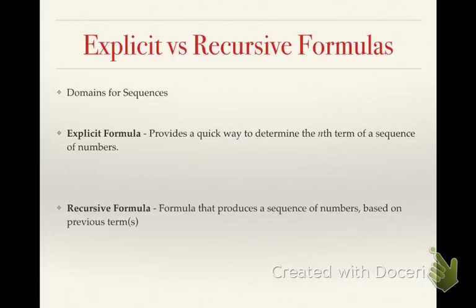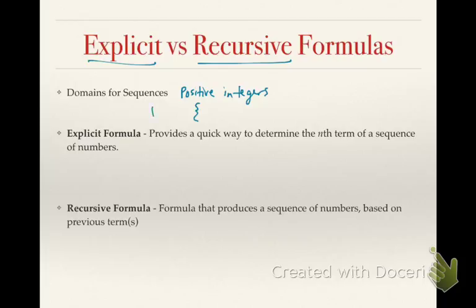There were 2 types of formulas that we had with sequences. One was called explicit, one was called recursive. The domain for sequences is always the positive integers. You'll never have fractions that aren't integers, so you'll never have 1/2 as an input. You'll never have negative numbers as an input. You'll never have 0 as an input.